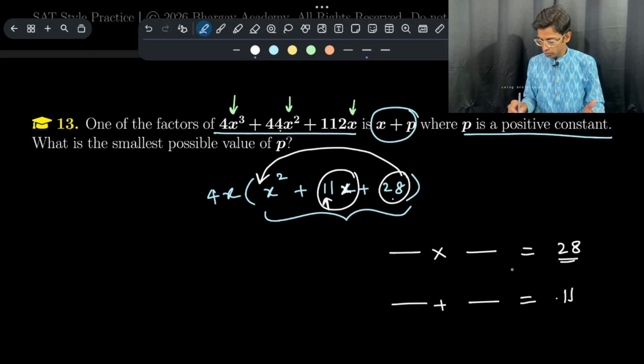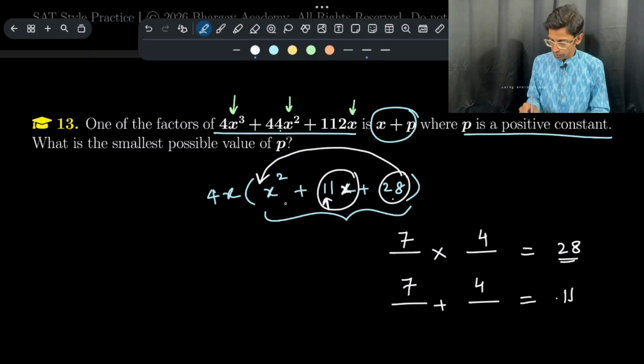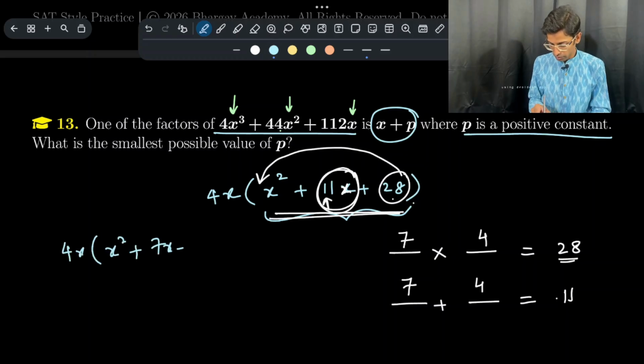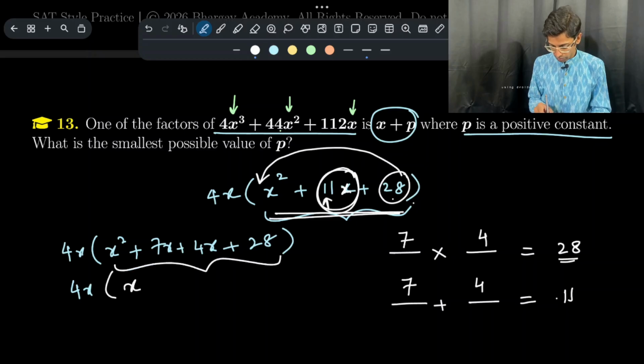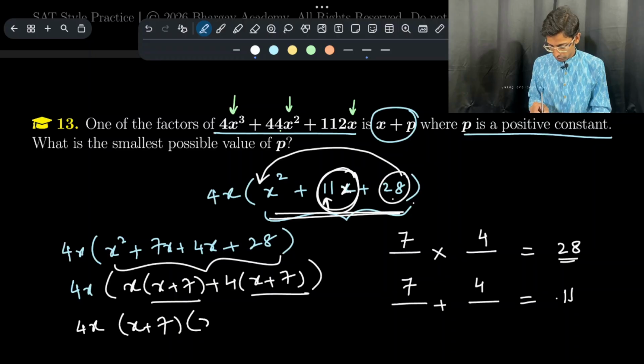So from here I have to find these two numbers. It is not so difficult to see that these two numbers are 7 and 4. So I can split this middle term as 7x plus 4x. Let me write it down for you. X square plus 7x plus 4x plus 28. Let me factorize this expression. From here I can take x plus 7 as common. So this is the completely factorized expression.